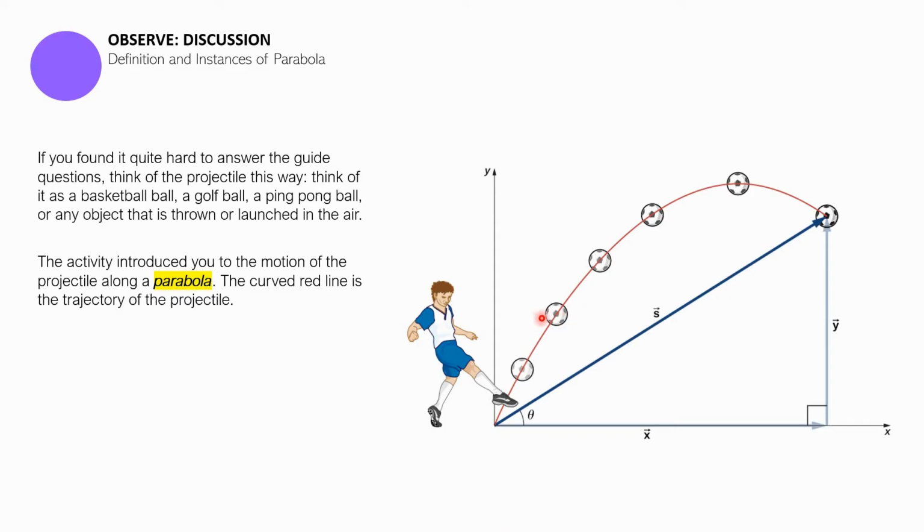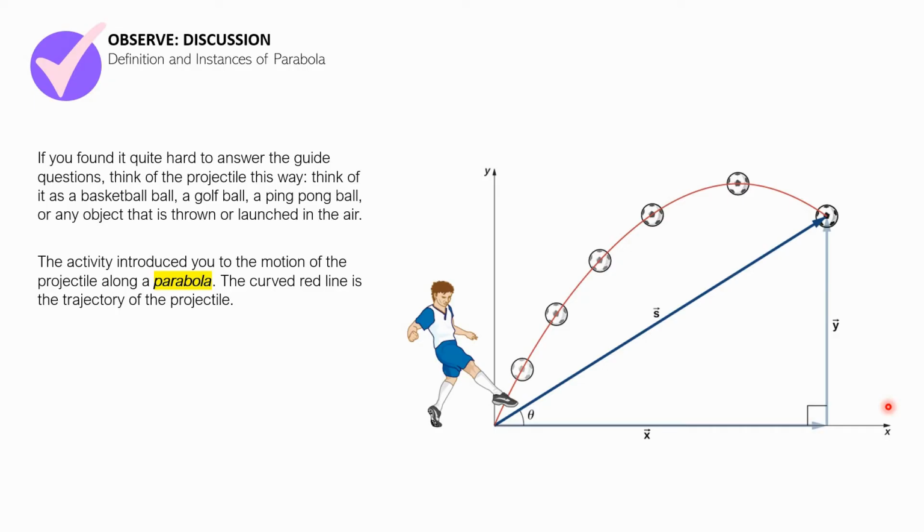So yeah, the activity a while ago only introduced you to the motion of the projectile along a parabola, and the curved red line is the trajectory of the projectile. It's the trajectory. It's the parabola. The shape is a parabola, and that path is called the trajectory. So as a review, halimbawa itong si ball na launched siya from this point, tapos nahulog siya banda dito. Sabihin natin ganon. Anong tawag natin dun sa distance between the launching area and the landing area? Ayan. You call that range. You have to keep that in mind.